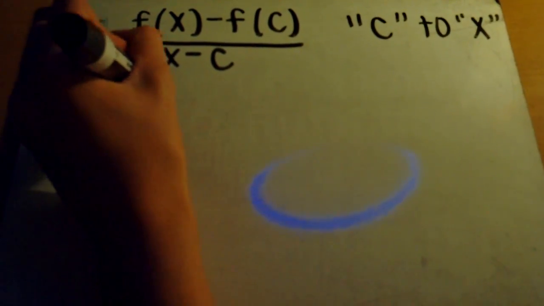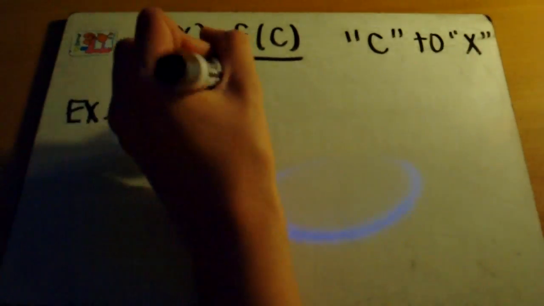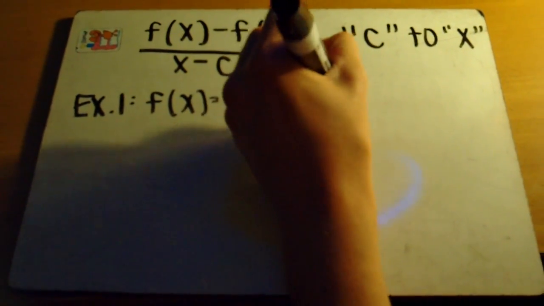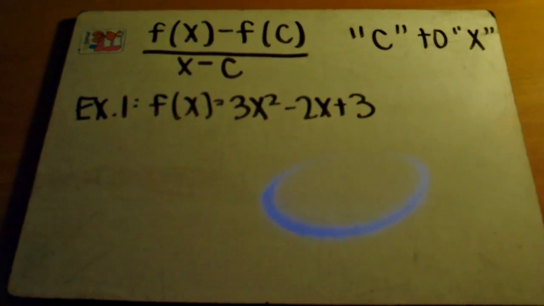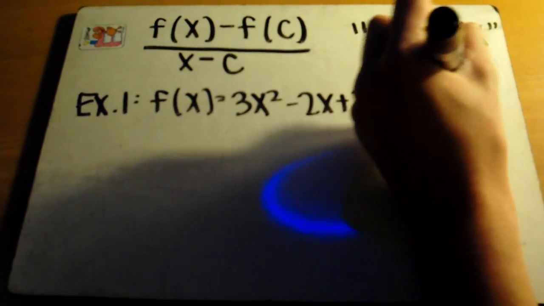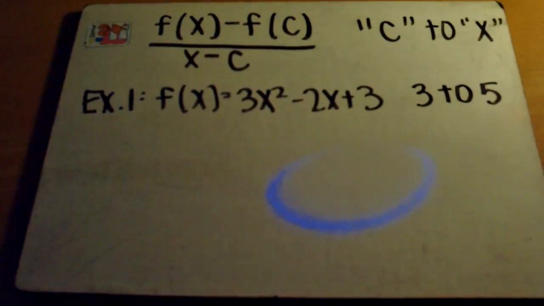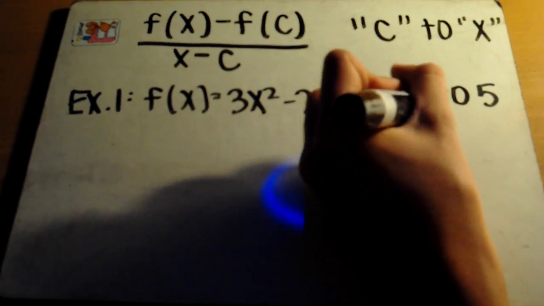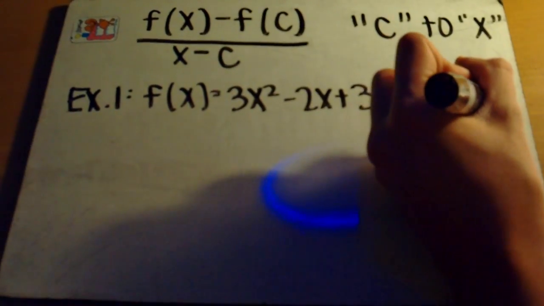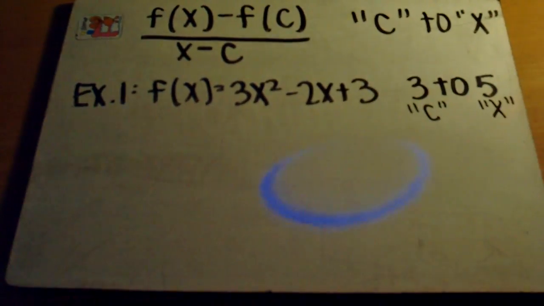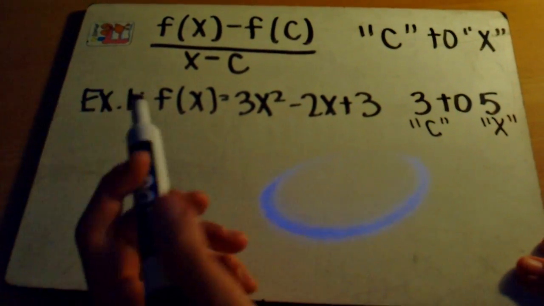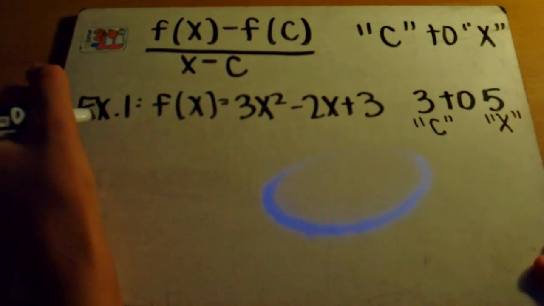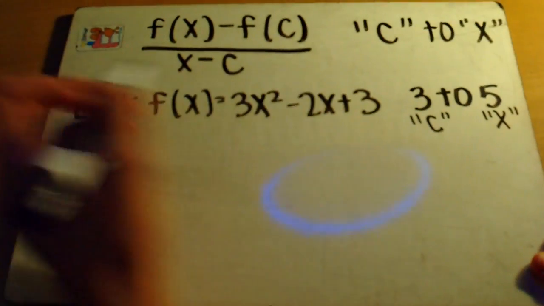The function we're going to start out with is f of x equals 3x squared minus 2x plus 3. And the rate of change is going from 3 to 5. Remember I said the average rate of change goes from c to x. So we're going to label c as 3 and x as 5, just so we don't forget. First we're going to have to find f of x. Now x equals 5 here, so we're going to plug in 5 for all the x values.